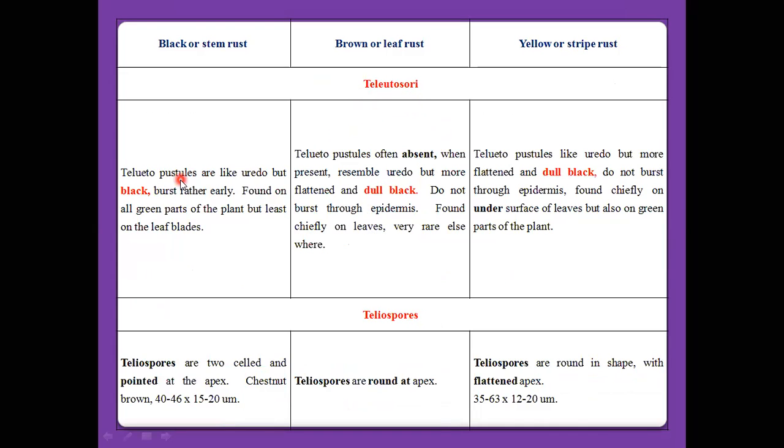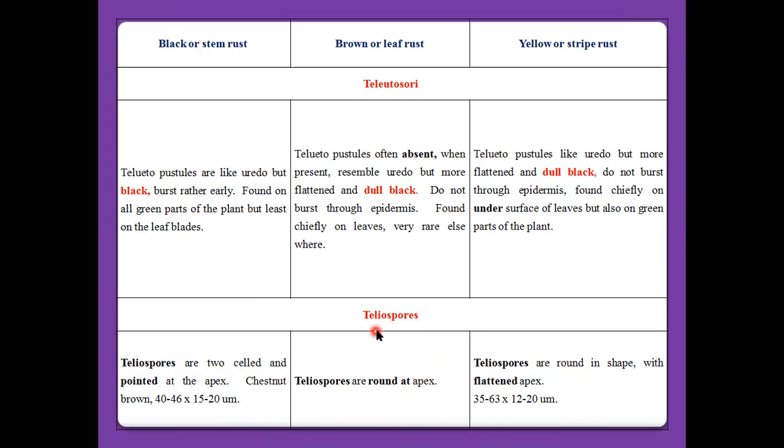Teliopustules are generally black in color. In all three cases, these teliopustules are light black to dull black, and the teliospores they contain are always black. These teliopustules having teliospores are generally two-celled, whereas uredospores are one-celled.